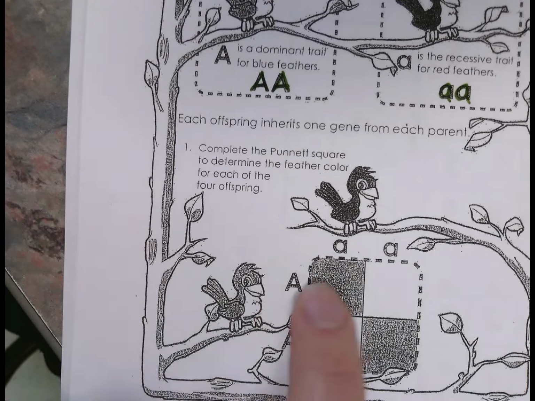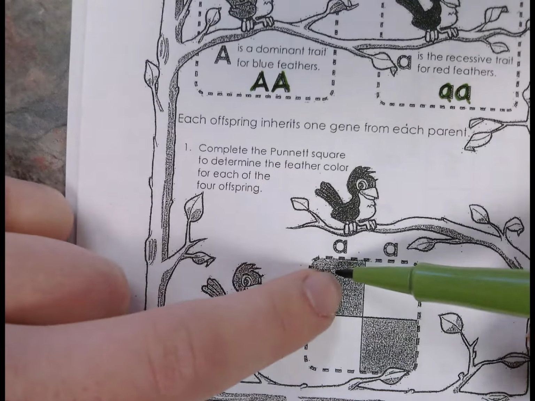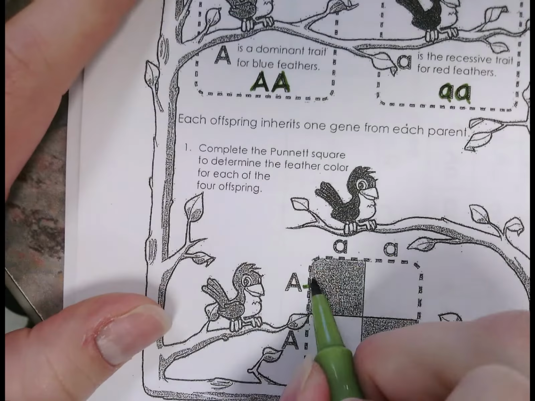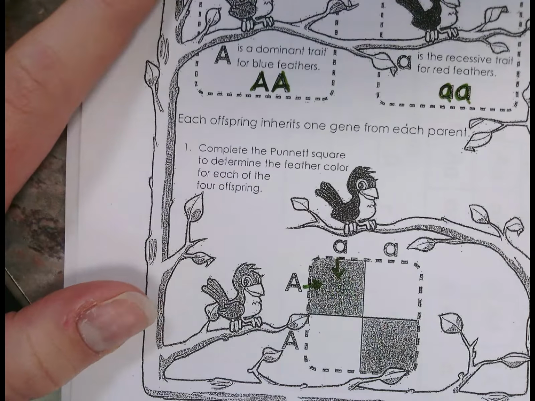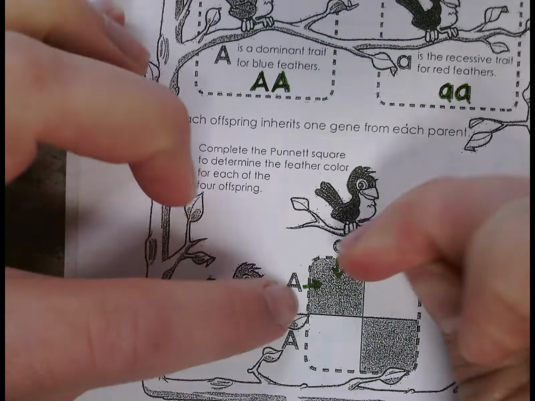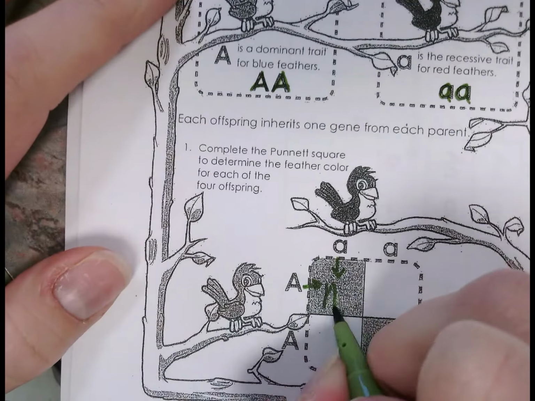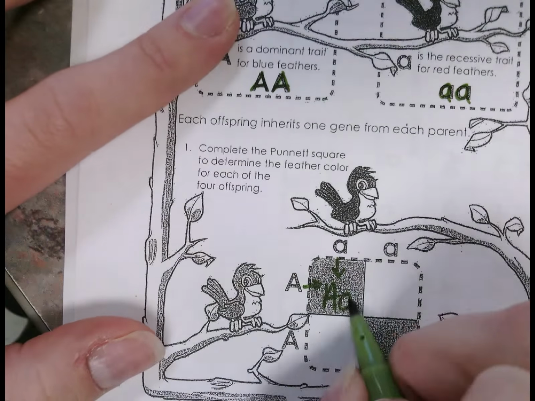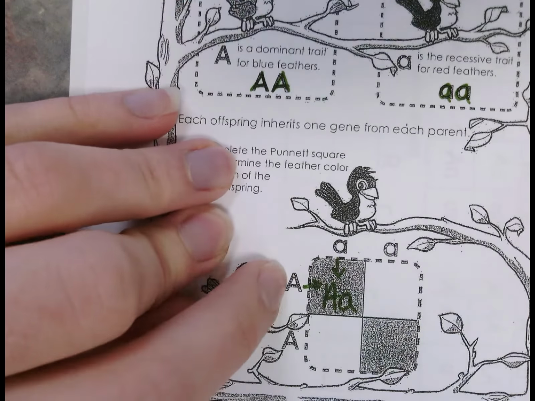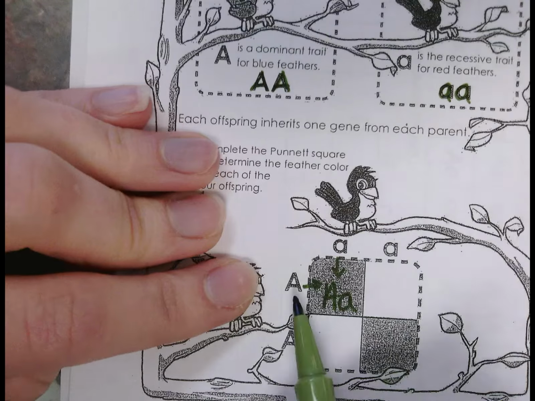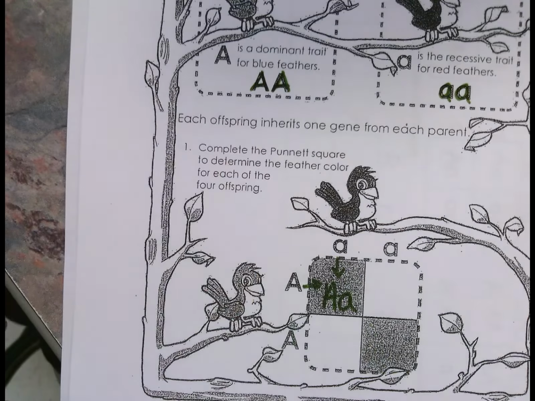So if you have these parents, how I think of each square is I'm just kind of combining these two. So I'm going to take this one there and this one there. So I'm filling in that box with these two. So this is going to be big A, little a. Your capital letter always goes first, regardless, and your big letter always goes first.